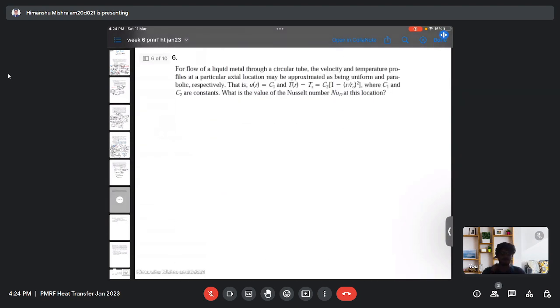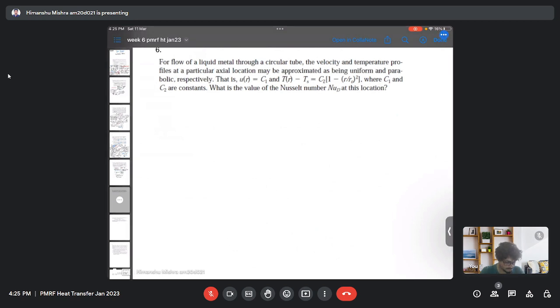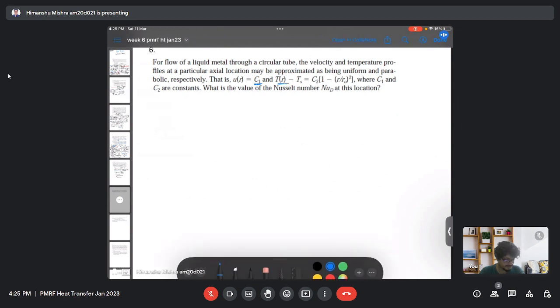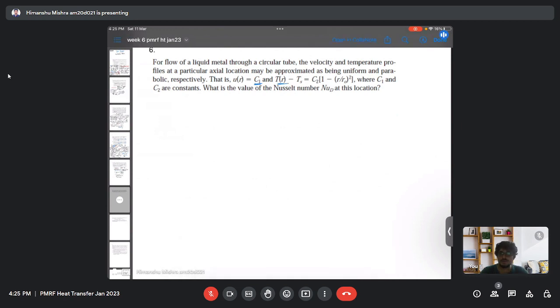So let's move to the next question here. In this question, for the flow of a liquid metal through a circular tube, the velocity and temperature profiles at a particular axial location may be approximated as being uniform and parabolic. So we have been given the velocity profile as well as the turbulent temperature profile. Here C1 and C2 are constants and we need to find the Nusselt number at this location.